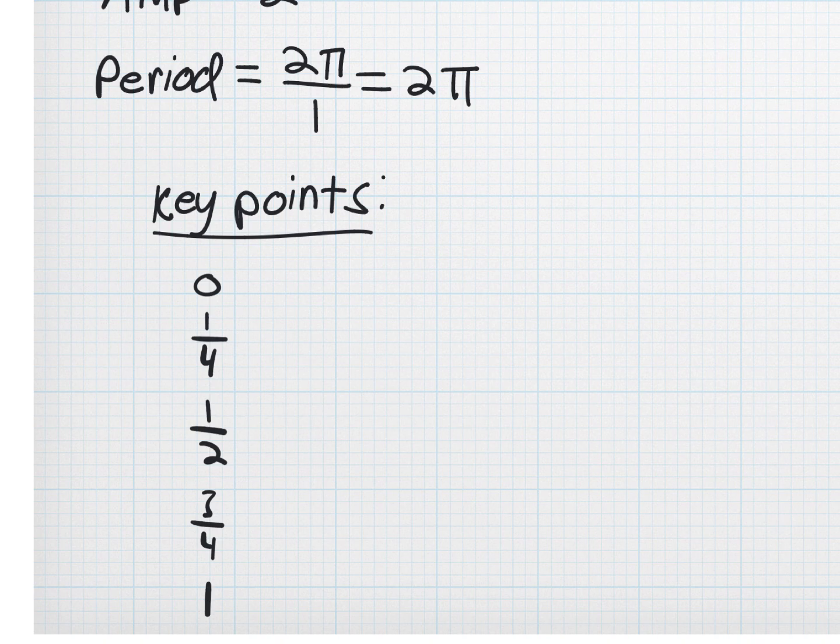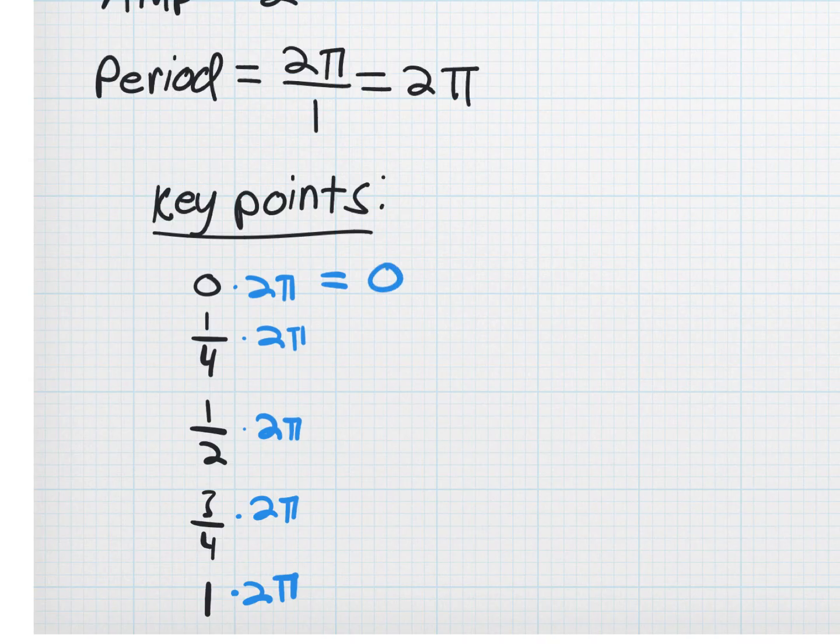All right, what do I do with those numbers now? Multiply them by what? By 2 pi, the period, right? So I'm going to do times 2 pi, times 2 pi, times 2 pi, times 2 pi, and then times 2 pi, all the way down. All right, 0 times 2 pi, what does that get you? It's always going to get you 0. Your first one's always going to be 0.